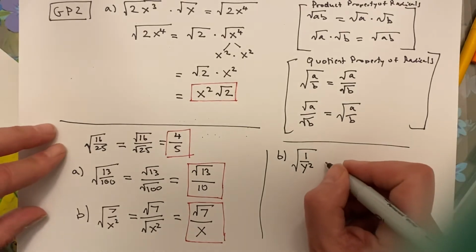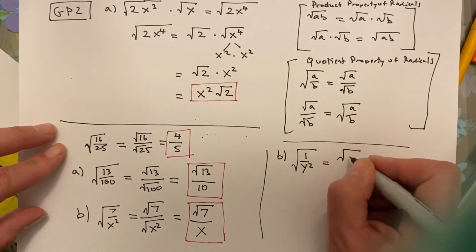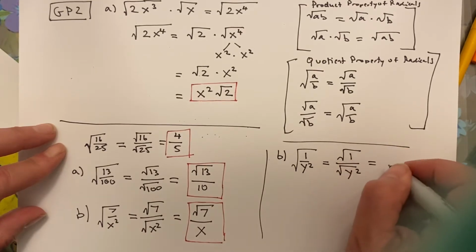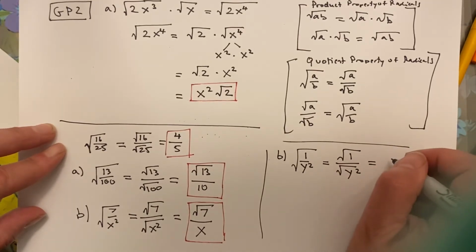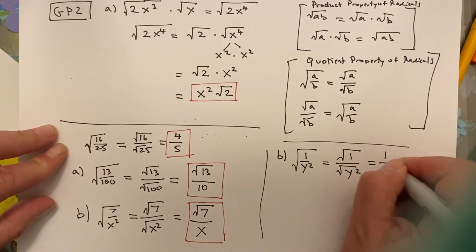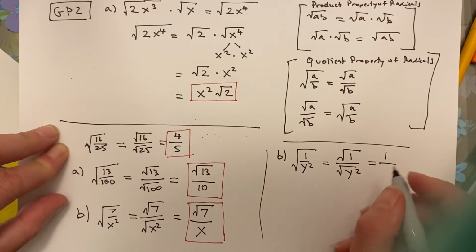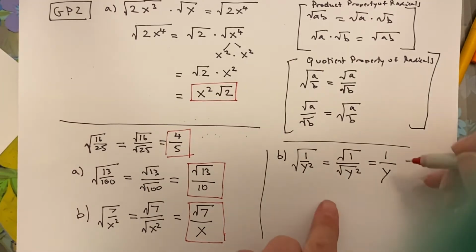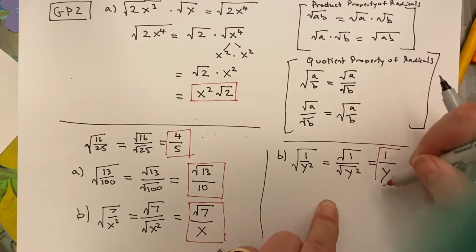Okay, so we're going to separate this as the square root of 1 over the square root of y squared. The square root of 1 is 1, and the square root of y squared is y. And so our answer is going to be 1 over y.